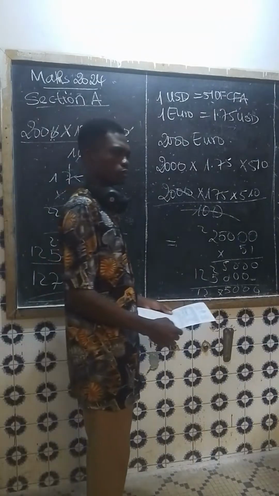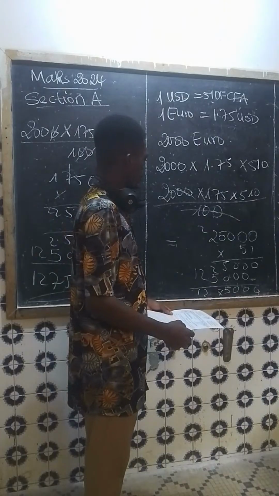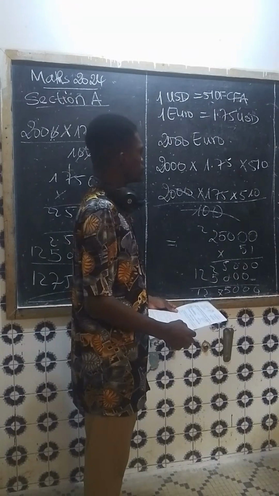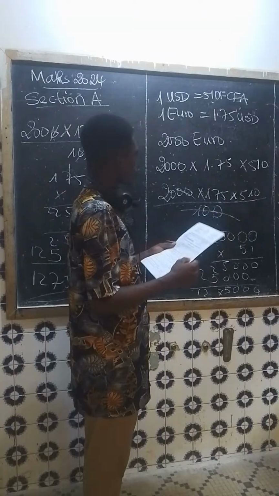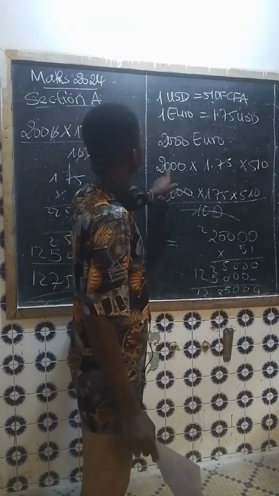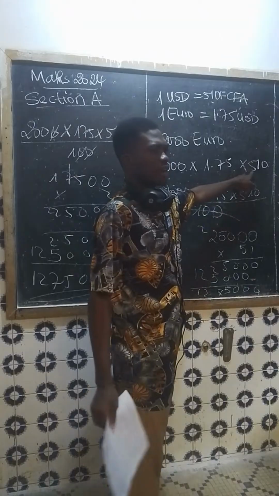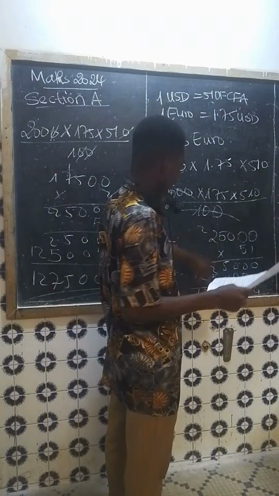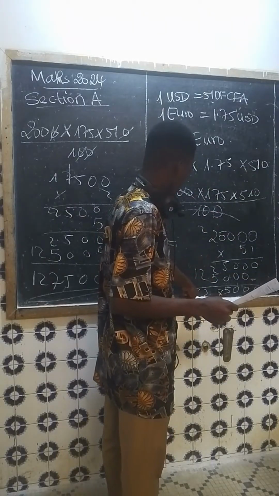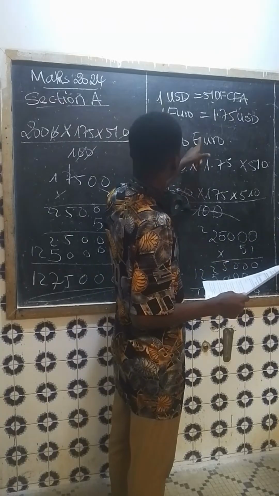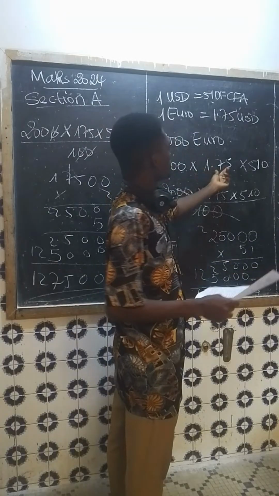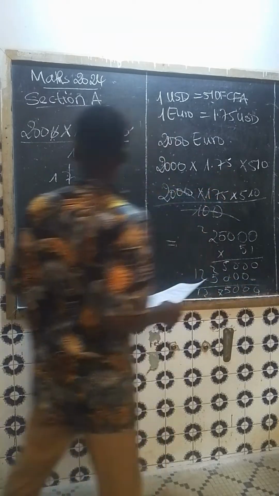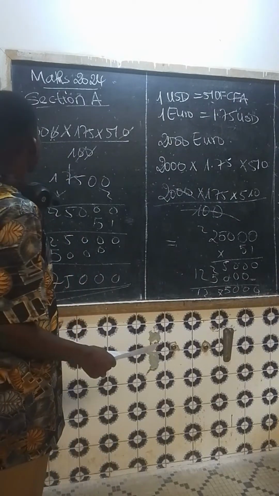So if you just multiply directly without dividing by 100, it's going to give you an answer. It will give you what? If you take 2,000 times 1.75 times 510, it gives you 1 million 785,000. Then the solution gets 1,785,000. How do you multiply decimals, even without a calculator? Where is the problem? I don't know where your problem comes from.